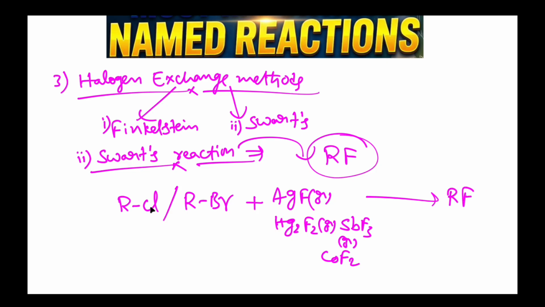So in this reaction, chlorine and bromine are replaced by fluorine. So in this halogen exchange method, inorganic fluorides are used to get alkyl fluoride. So the byproducts are either AgBr or AgCl. So this is the best method to prepare alkyl fluorides from alkyl chlorides and alkyl bromides. This is known as the Swarts reaction.